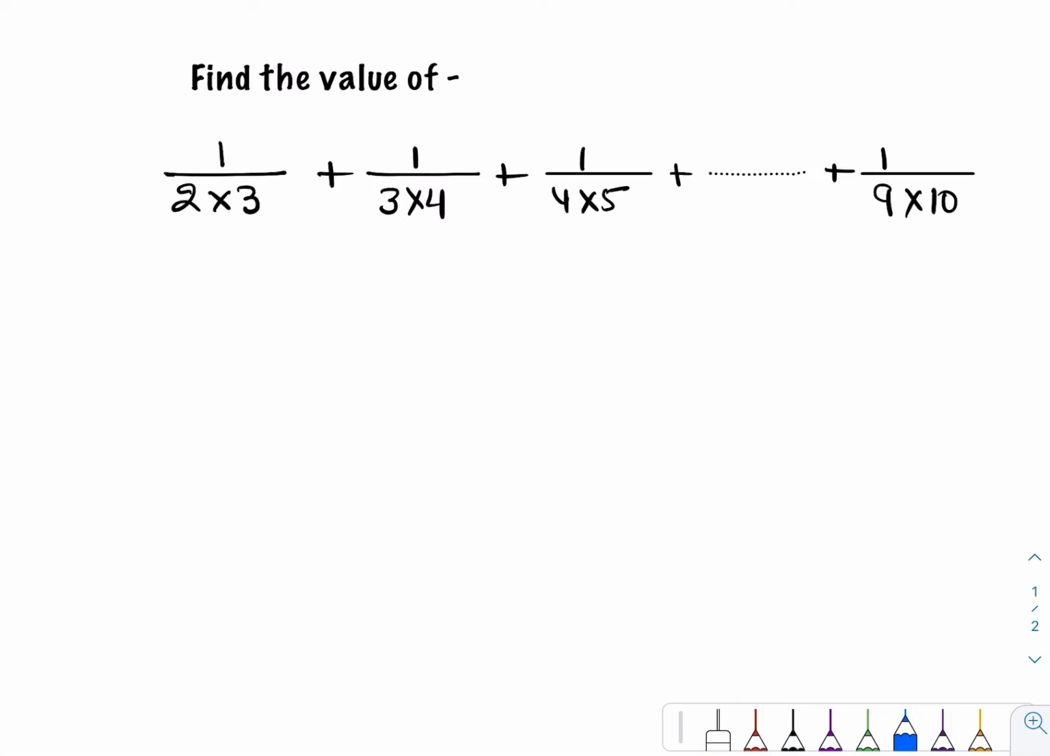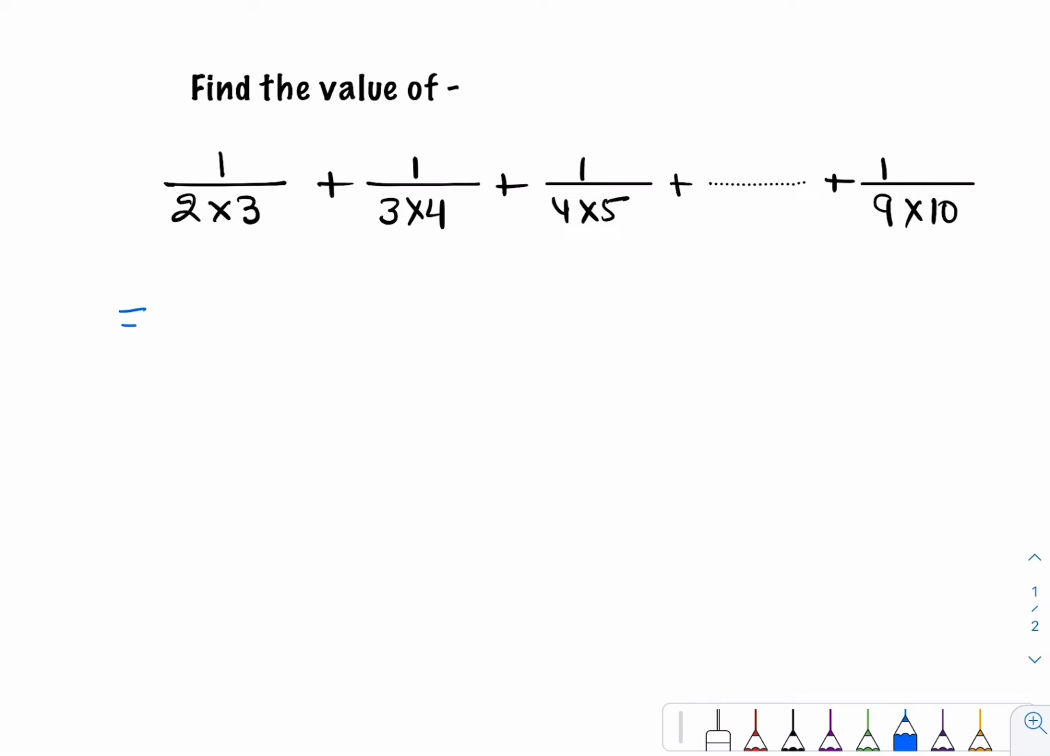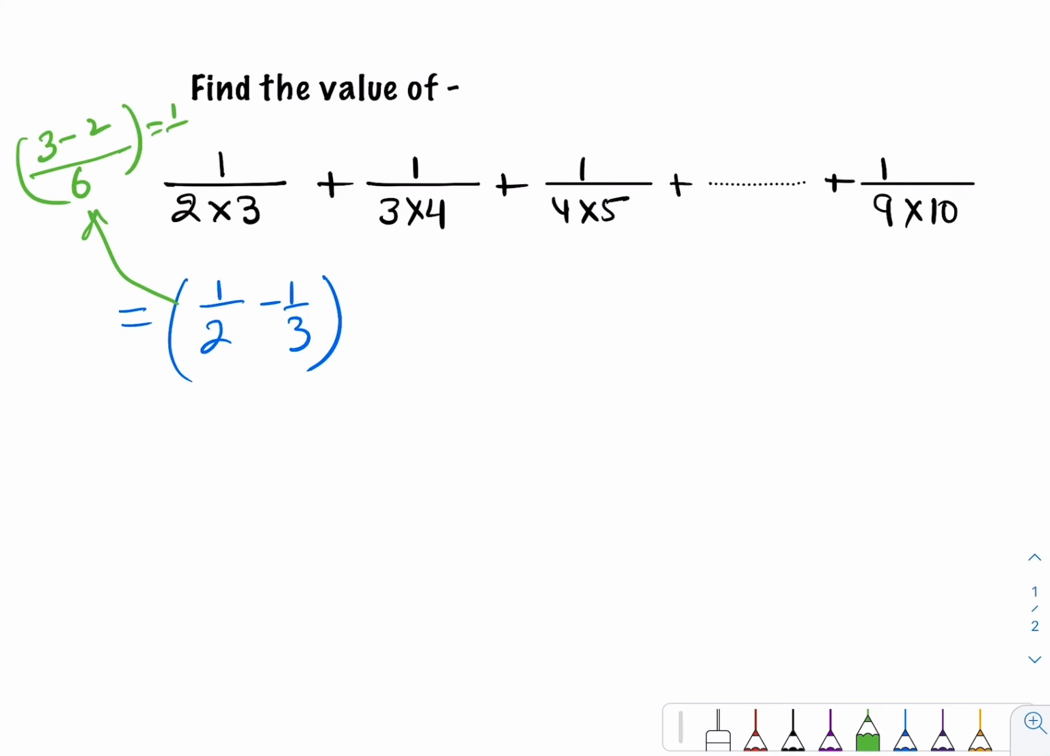First of all, this type of question comes in the Cambridge examination, CAT, MAT, GMAT and other competitive examinations. So for solving this, we can write 1 upon 2 into 3 equal to 1 upon 2 minus 1 upon 3. Why can we write like this? Because the LCM is 6, and 3 minus 2 is 1, so this is equal to 1 by 6, which equals 1 upon 2 into 3.